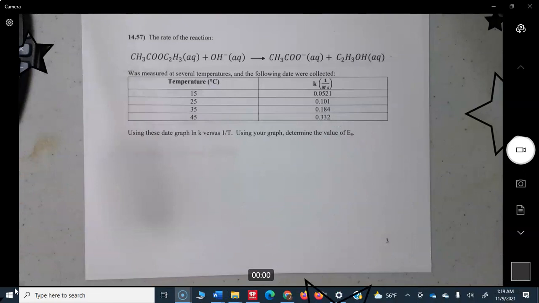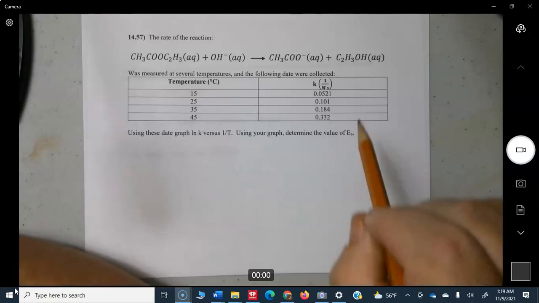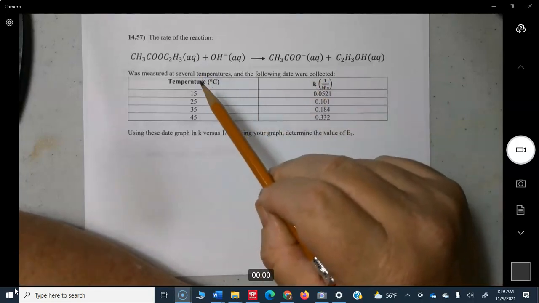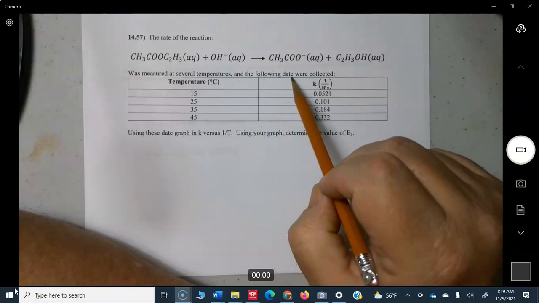Okay, we now move on to problem 14.57. This might be the most difficult problem, so you have to refer back to the video. It's really just the math that makes it difficult. You have to spot what you're trying to do here. So you're given an equation. We measured at several temperatures the following. That should be data collected.